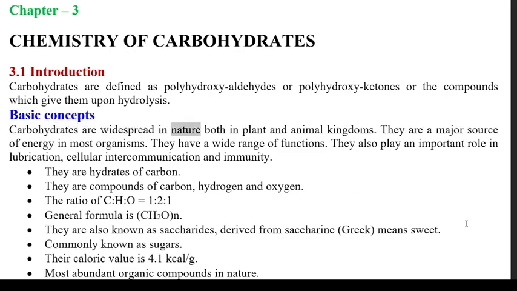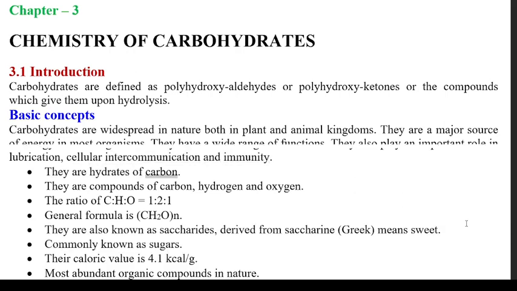Carbohydrates are widespread in nature, both in plant and animal kingdoms. They are a major source of energy in most organisms. They have a wide range of functions. They also play an important role in lubrication, cellular intercommunication, and immunity.